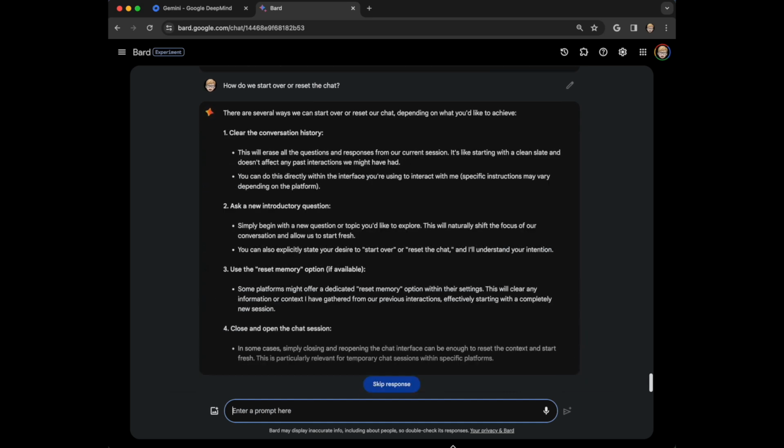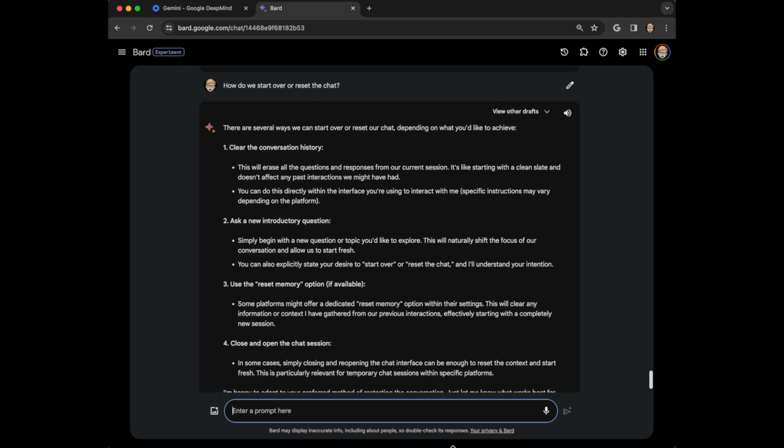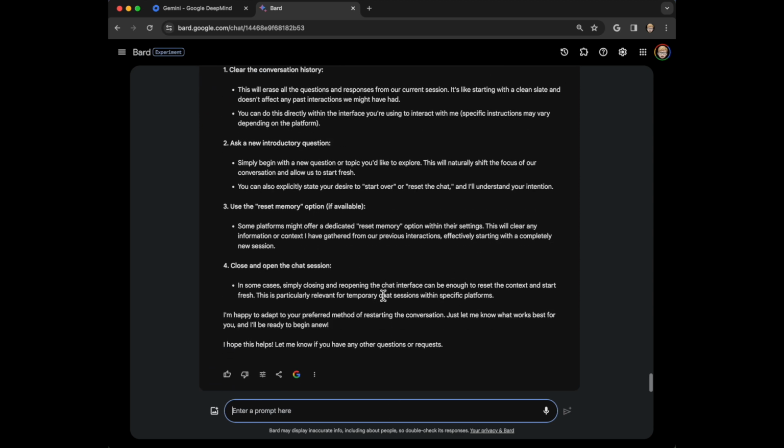You can clear the conversation history. You can ask a new introductory question. Use the reset memory option if available within the option settings. Close and open the chat session.